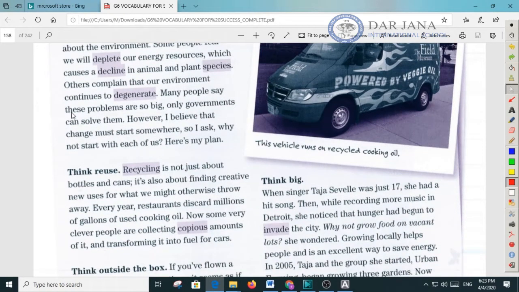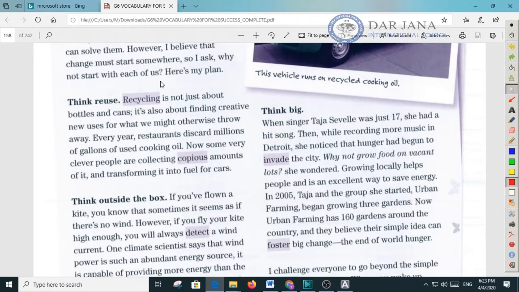Many people say these problems are so big only governments can solve them. However, I believe that change must start somewhere. So I ask, why not start with each of us? Here's my plan. I like the attitude, you know. Think, reuse. Think, okay? Reuse. So keep this in mind.